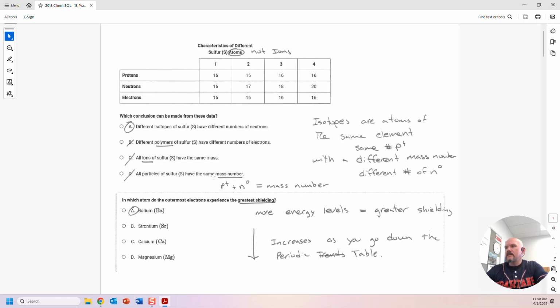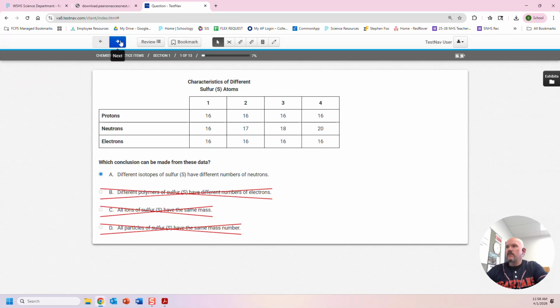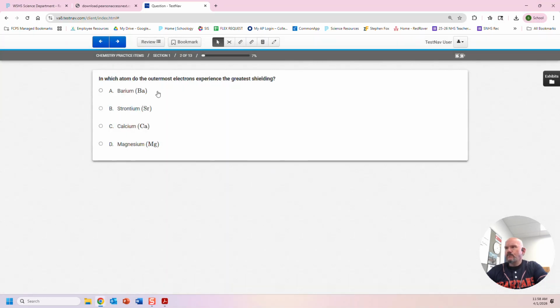Compared to the protons. And we know that mass number is protons plus neutrons. So if they have a different number of neutrons, they would have a different mass because they all have the same number of protons, right? So it's just choice A there. Okay, so let's move on to the next one.